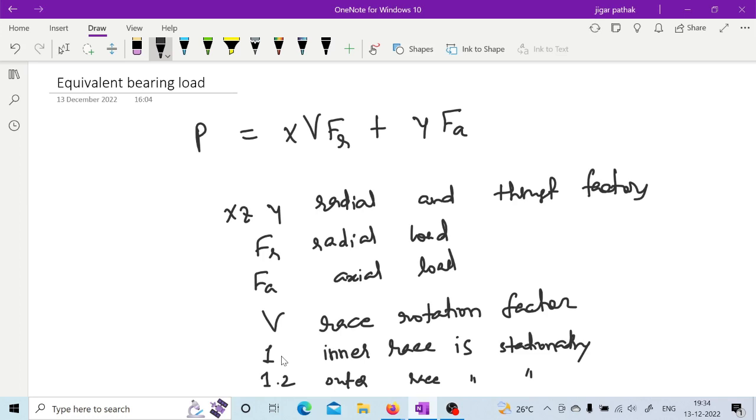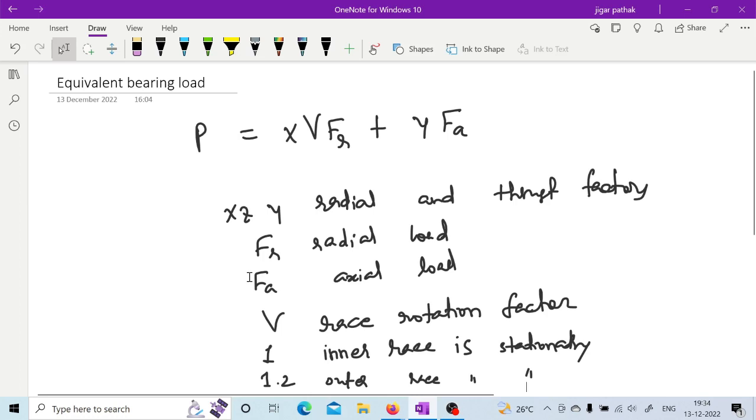Sir, what are the applications where 1.2 is the race rotation factor when we consider it? Most of the time we take V equal to 1. Yes, most of the time the inner race is stationary. In some applications it is required that the outer race must remain stationary. In those cases 1.2 is considered. Otherwise V is taken as 1 only.